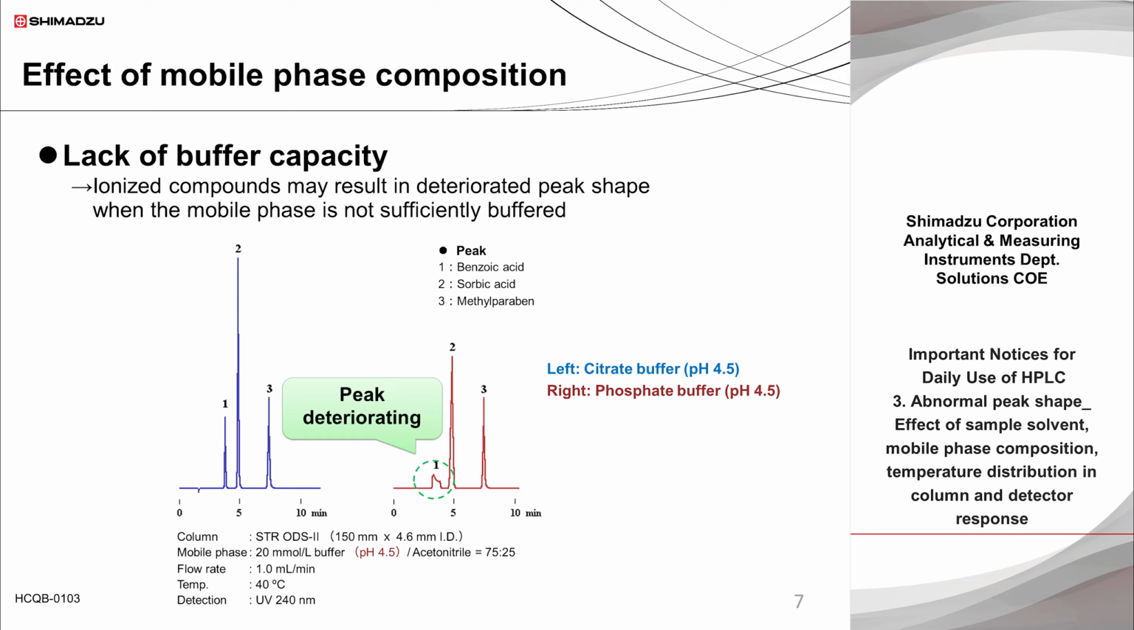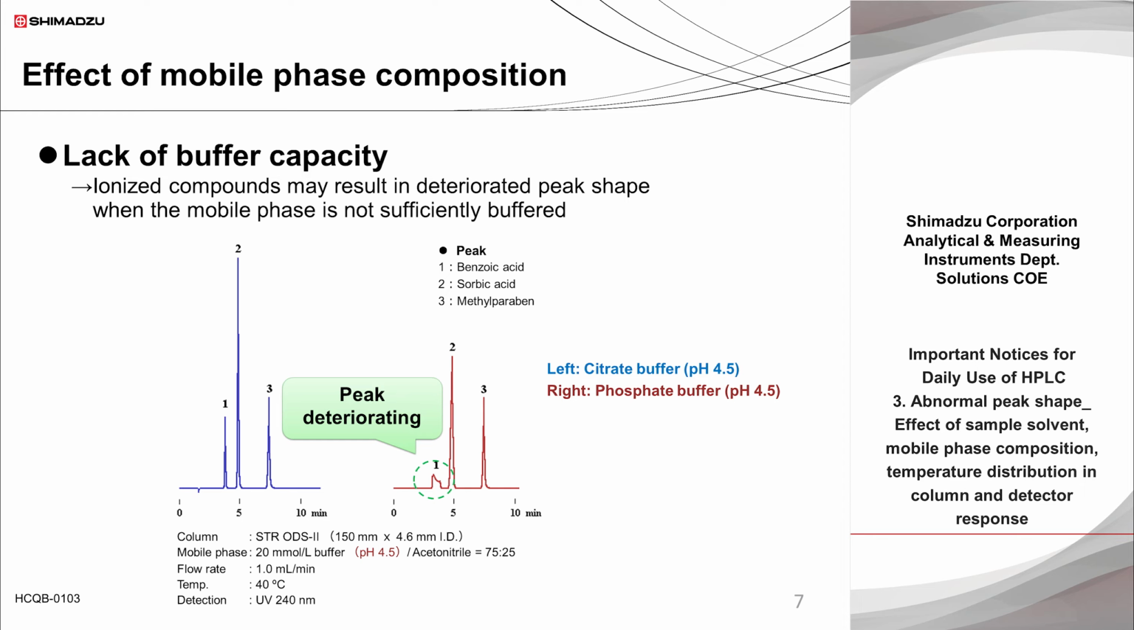The pH at which the dissociated and undissociated forms of acidic compounds are exactly equivalent is called pKa. And the pKa of benzoic acid is 4.2, sorbic acid is 4.8, and methylparaben is 8.5. At pH 4.5 for this chromatogram, the majority of the benzoic acid molecules are dissociated and have a monovalent negative charge. Less than half of the sorbic acid molecules are dissociated, and in the case of methylparaben, most of the molecules are undissociated.